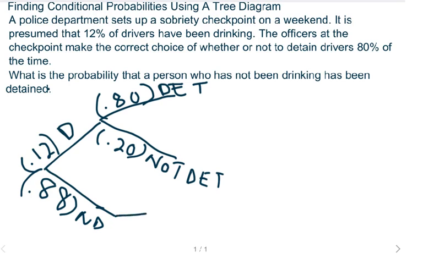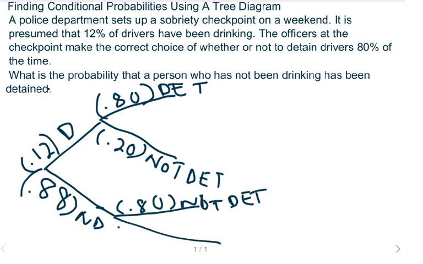Now, if a person has not been drinking, then the correct choice is to not detain that person, and that should happen 80% of the time, according to our information given. And if a person has not been drinking, then the wrong choice would be made 20% of the time, and that would be for a person who is not drinking to have been detained.